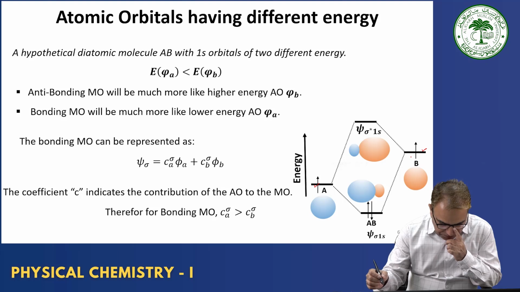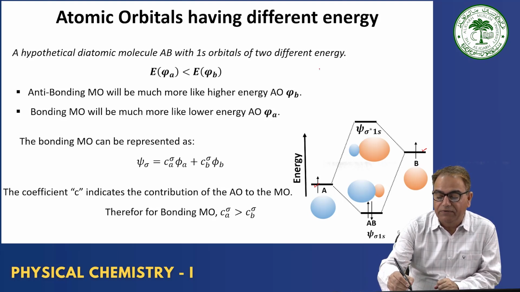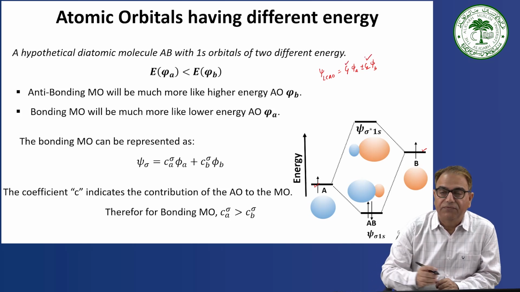It means that when you talk about the linear combination of atomic orbitals, psi LCAO equals C1 phi A and C2 phi B, and since it is a linear combination, plus or minus, the C1 value and C2 value will be different in the two cases.